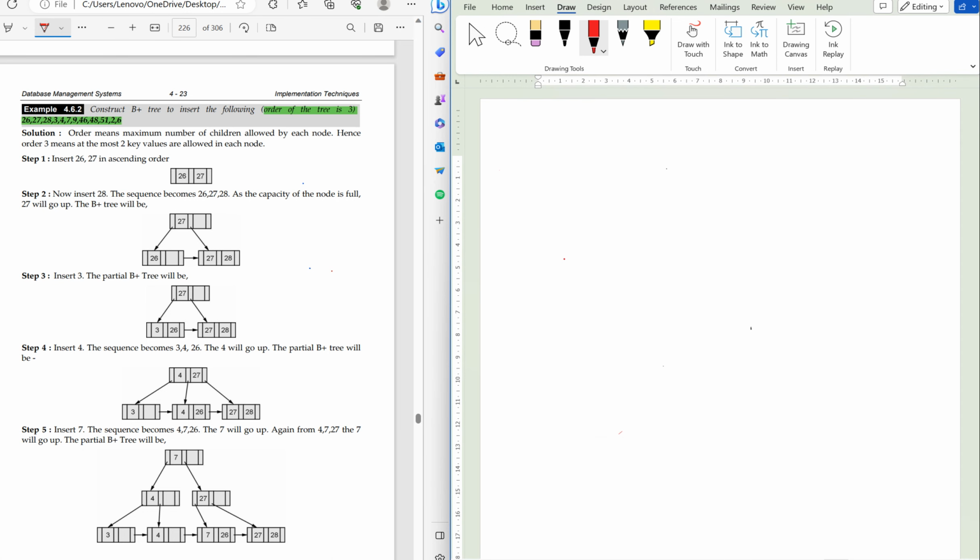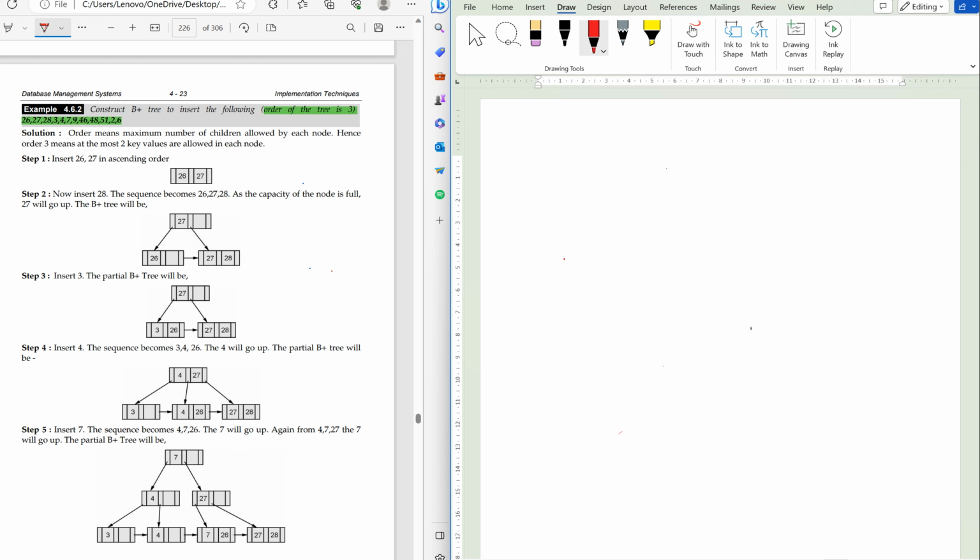Dear students, so let's see what B plus tree is in this lecture video. So B plus tree is nothing but a tree data structure. It is used in the area of storage of records in the database.